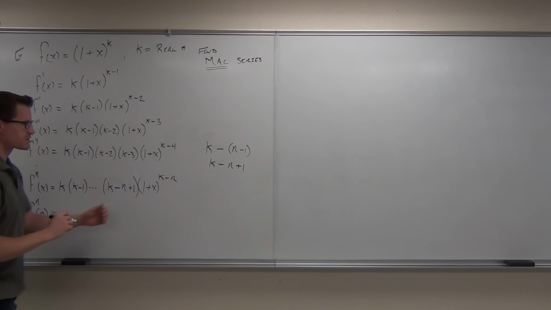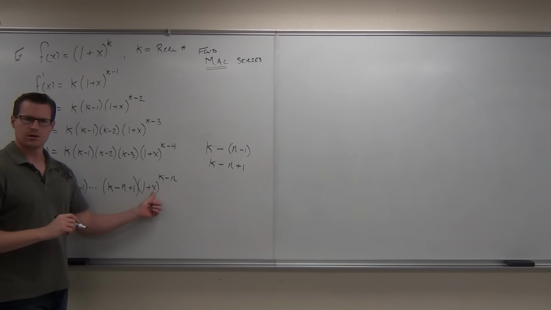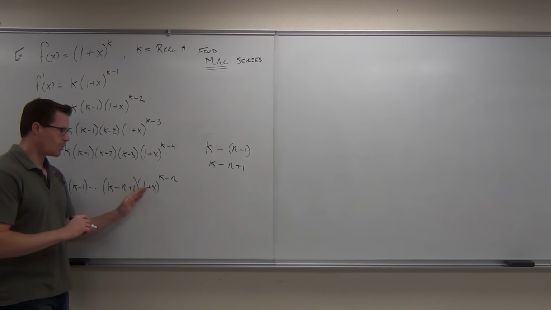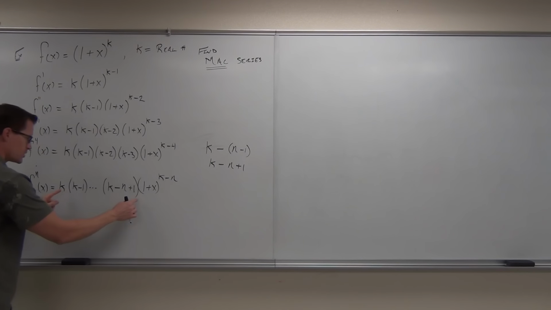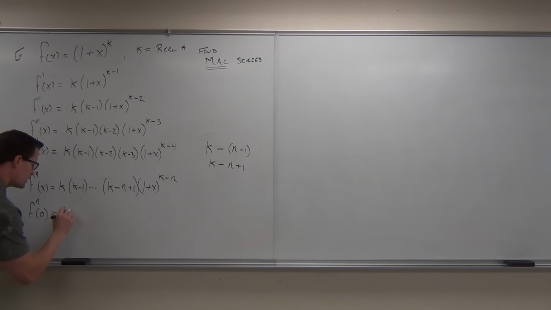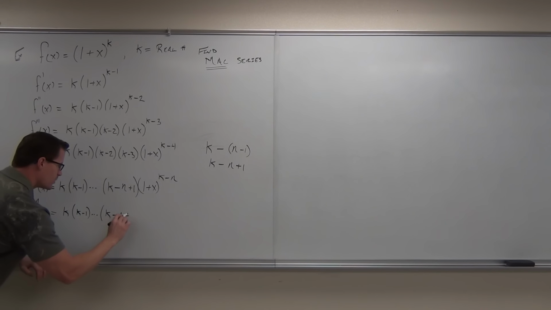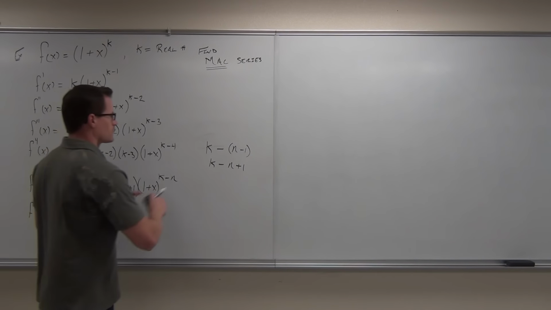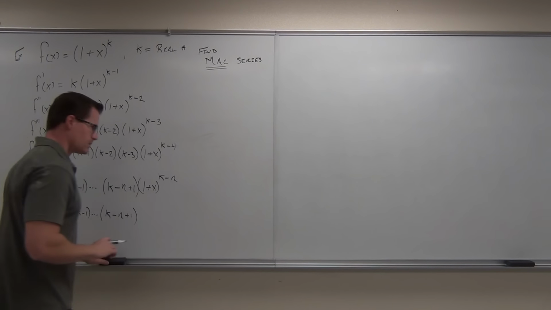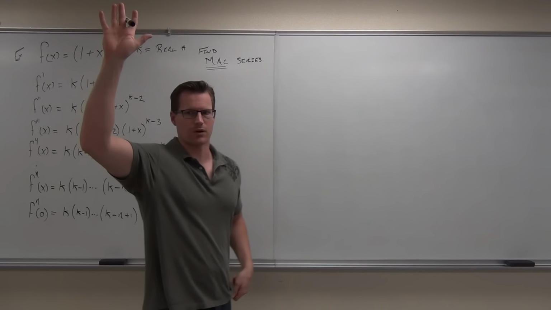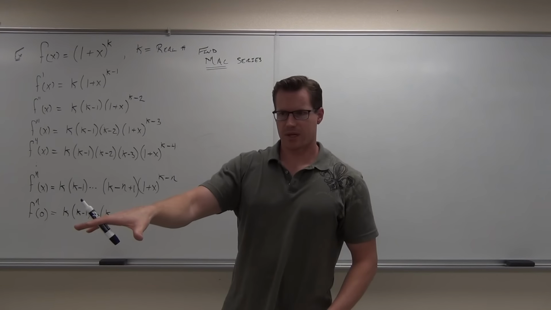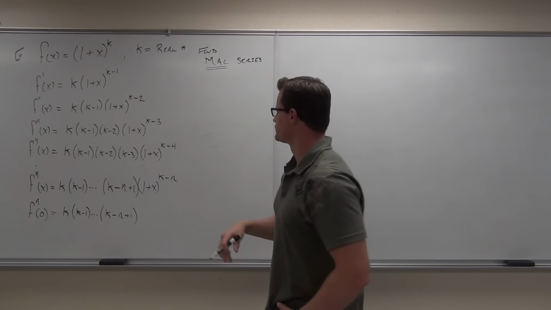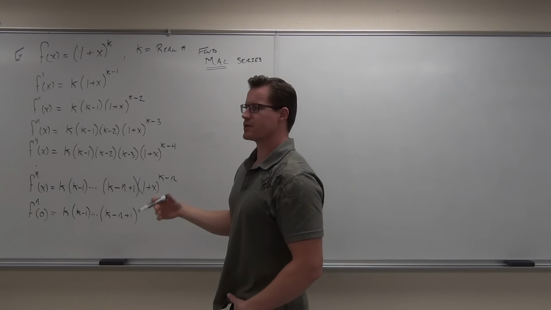So if I plug in 0 for x, what's 1 plus 0? 1. 1 to any power is 1. So this whole thing is going to become 1. Essentially, I'm just going to get this piece back again. Do you see it? So k, and then k minus 1, and then all the way down to k minus n plus 1. Okay, show of hands, feel okay with that so far? Guys over here, yes, no? Yep.